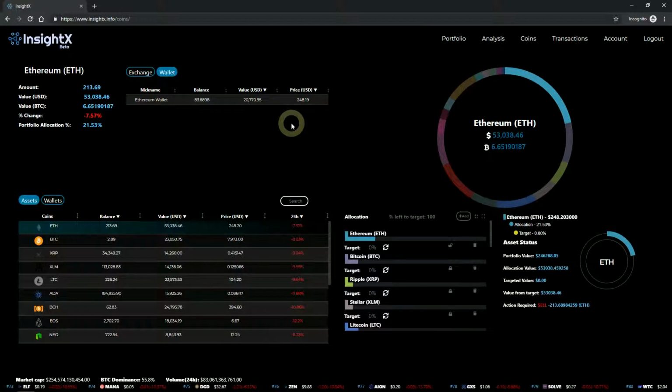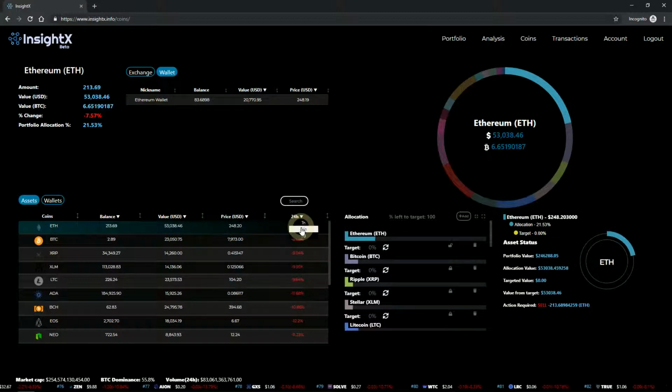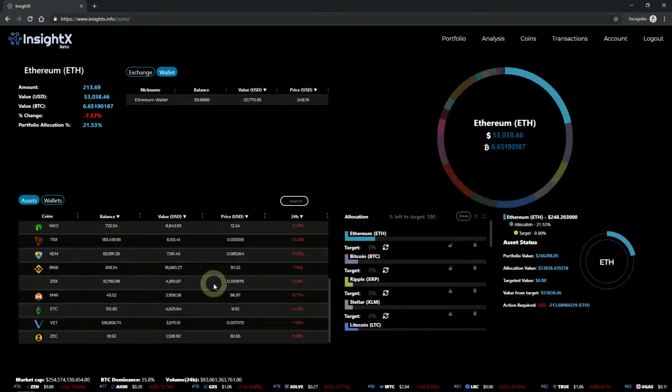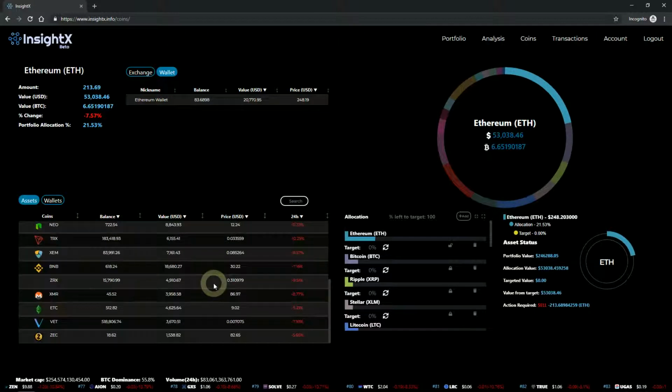So what we'll get started with is these two tables that we have down here. The asset table is very similar to the one on the portfolio page. You can break it down by allocation percents and balance. You can view different BTC or fiat values, sort those, and look at different percent changes over different time frames. And these are all the assets that you're holding in your portfolio overall.